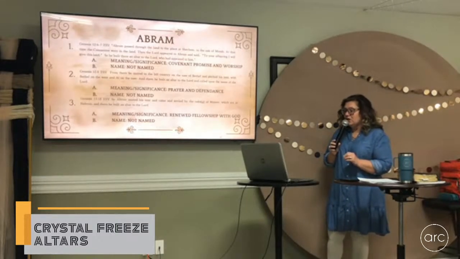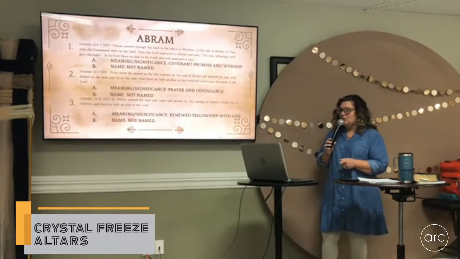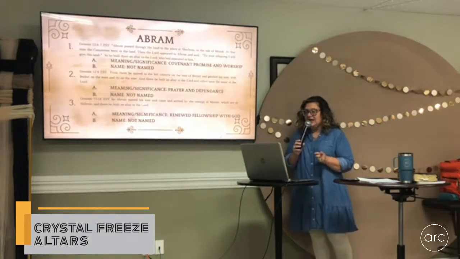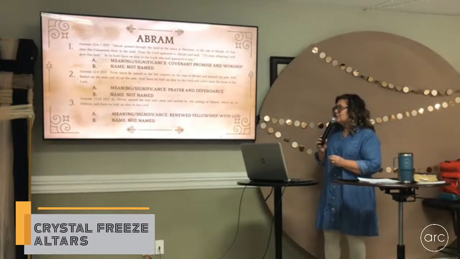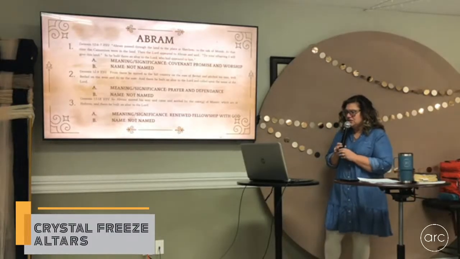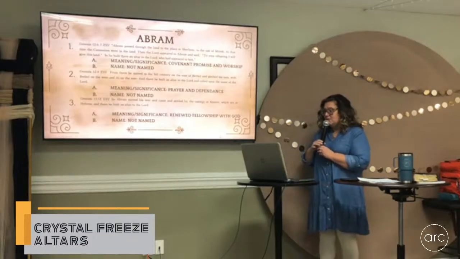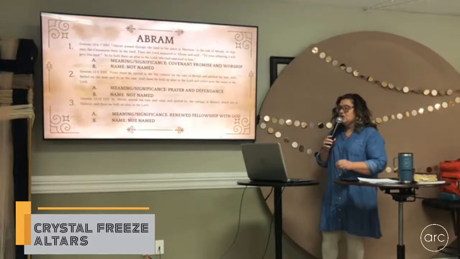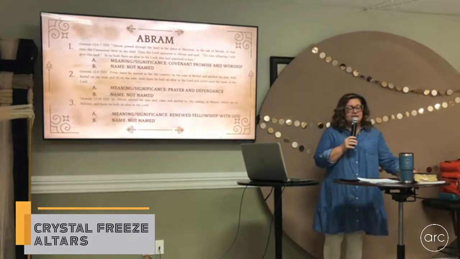Then we're going to go to Genesis 12, verse 8. And from there he moved to the hill country on the east of Bethel, and he pitched his tent with Bethel on the west and Ai on the east. And there he built an altar to the Lord, and he called upon the name of the Lord. And here this was prayer and dependence, and he did not name this one as well. And then in Genesis 13:18, Abram moved his tent and came and settled by the oaks of Mamre, which are at Hebron, and there he built an altar to the Lord. And in this instance, this was renewed fellowship with God. Now, you can do a study on what was going on in Abram's life. That's not what we're doing today, but listen.